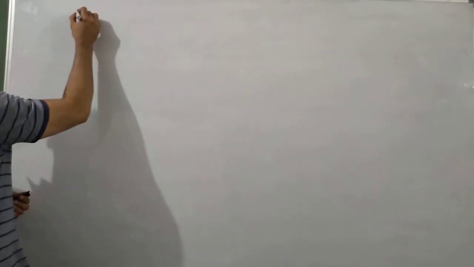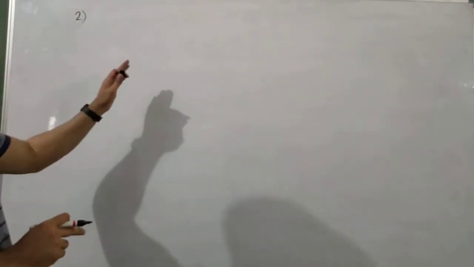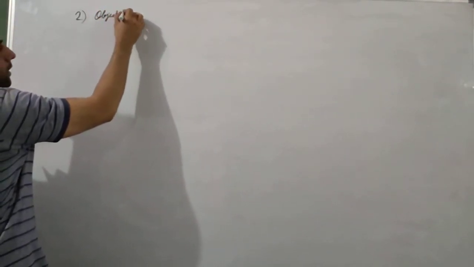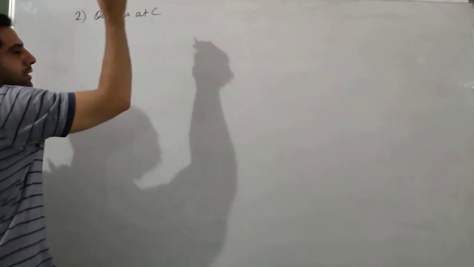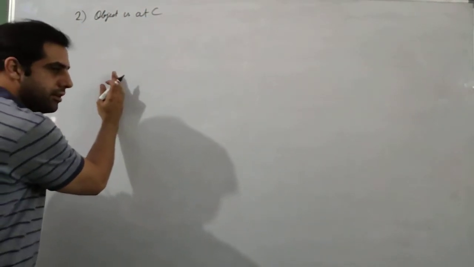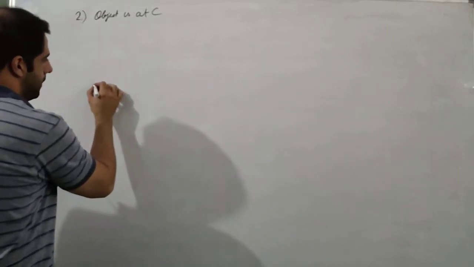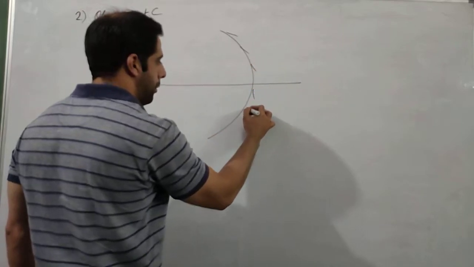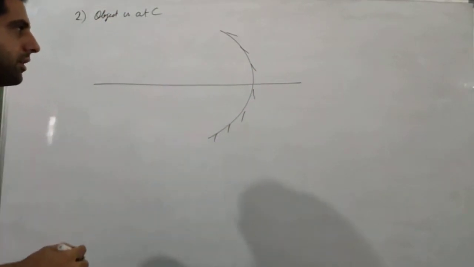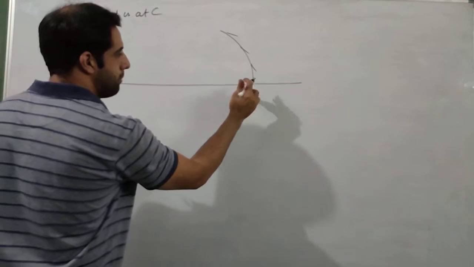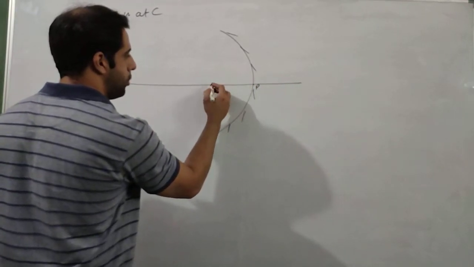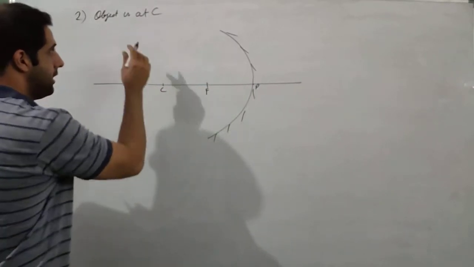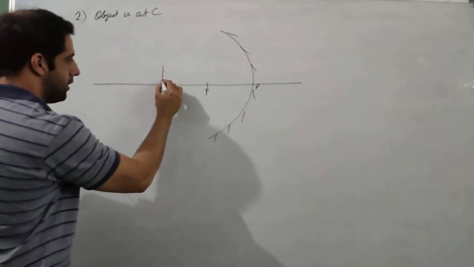So next, we took the object beyond C. Now let us say the object is at center of curvature. We have shifted the object towards the mirror. So again we'll draw the principal axis, you draw the mirror, polish the mirror, make it a concave mirror, and measure from the pole. This is your pole, measure from the pole. Let us say this is F. Same measurement here, let us say this is C. The object is at C.